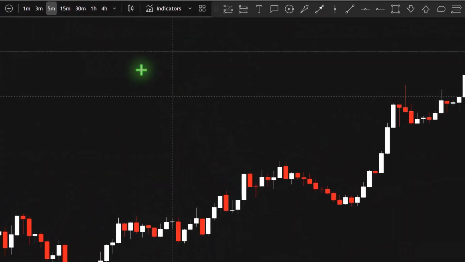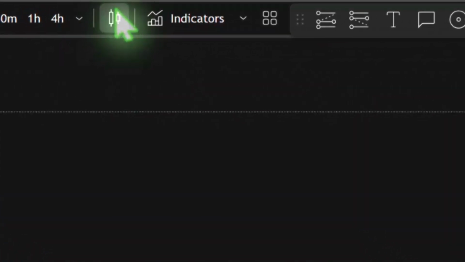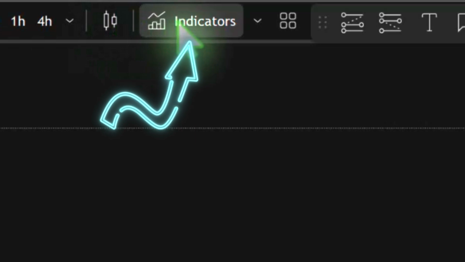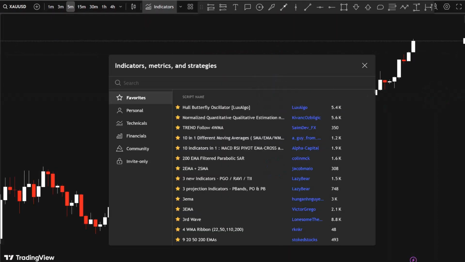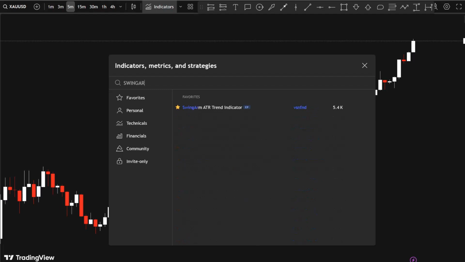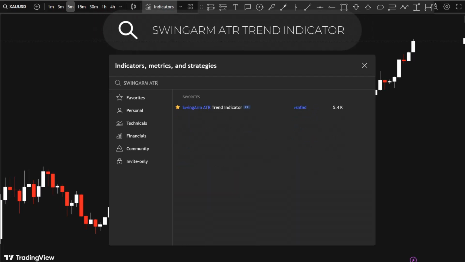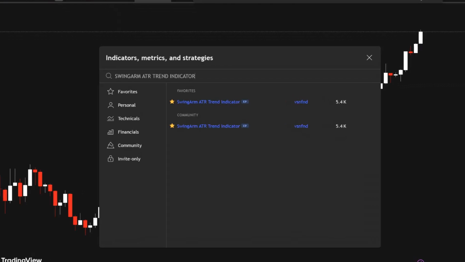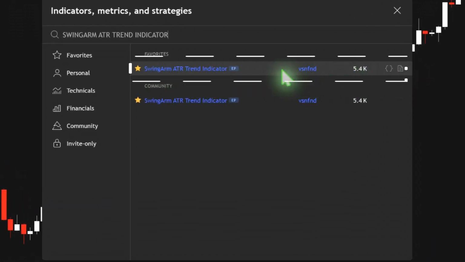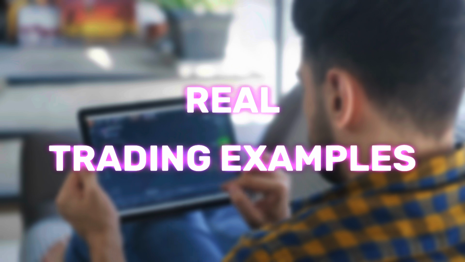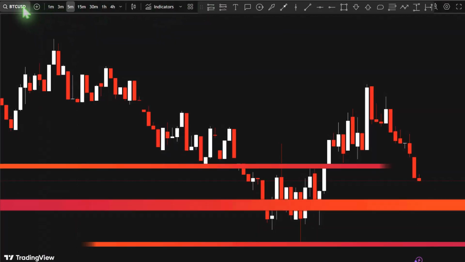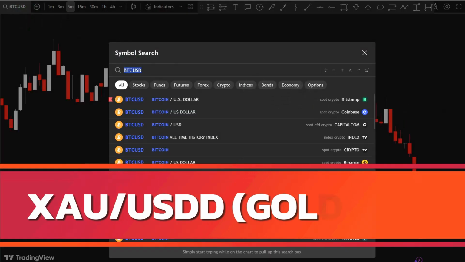To set it up, head to TradingView, click the indicators button at the top, and in the search bar type Swing Arm ATR Trend Indicator. Hit enter, and when it pops up in the results, just click to add it to your chart. I'm gonna walk you through real examples using gold, XAU/USD on the 5-minute time frame.